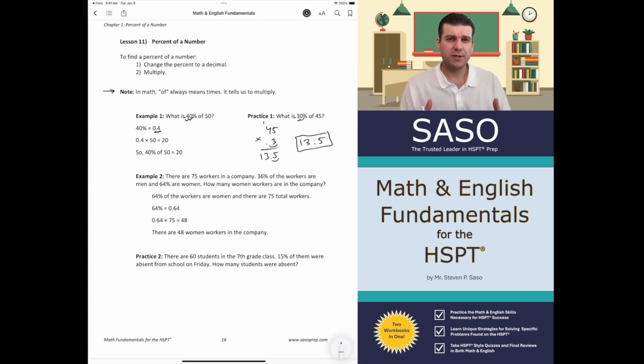There are other ways of doing this. Sometimes people learn the fractional way of doing 30% of 45. Sometimes that'll be easier, but you definitely want to have this down because sometimes it's actually harder to do it that way. So let's look at example 2.